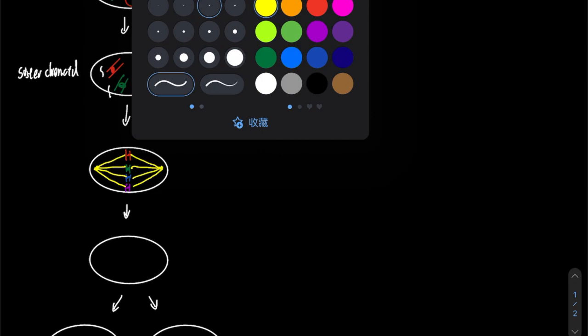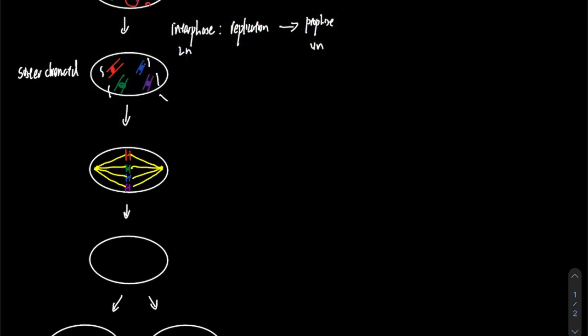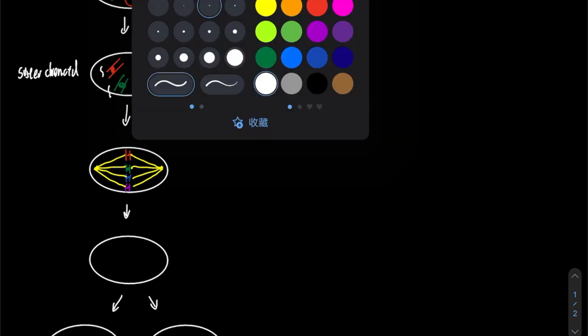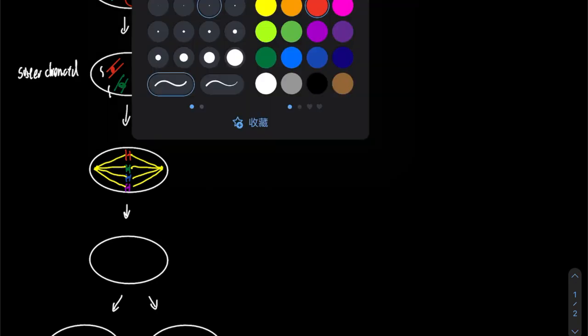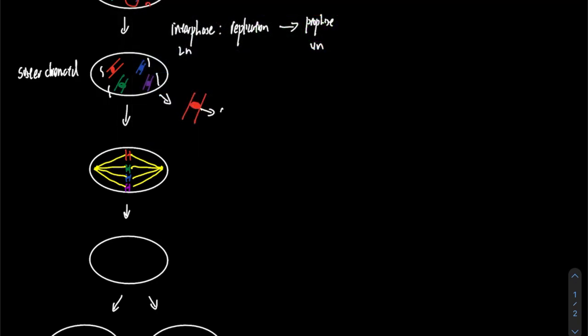I want to amplify this, for example, with small a, right? They are sister chromatids, and here, this middle part is the centromere. The spindle attaches to the centromere and separates them.